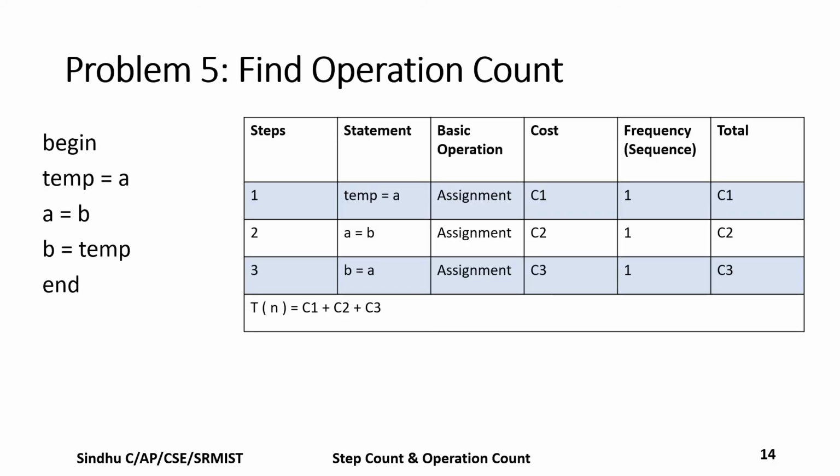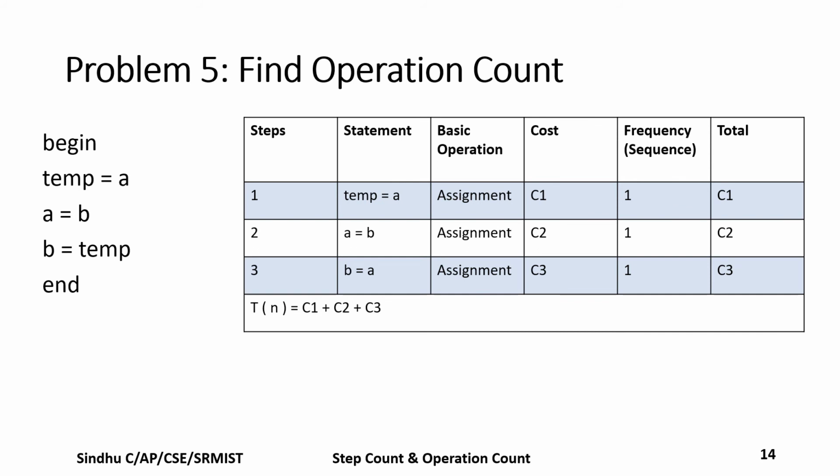So here we have a problem and we have to find the operation count. The algorithm starts with begin and ends with end. You have three statements here: temp is equal to A, A is equal to B, and B is equal to temp. So this is a normal swapping. You write all the three significant steps, and then write all the three statements.